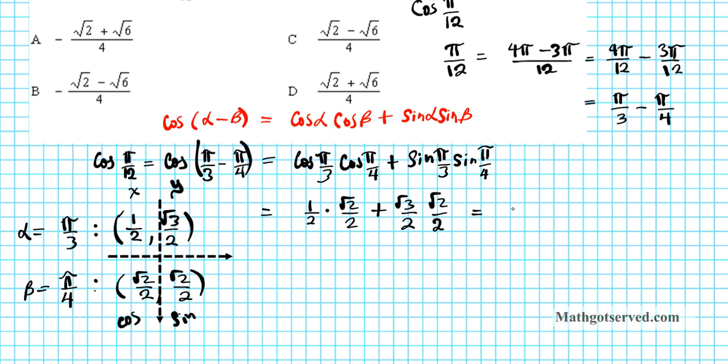If you multiply this together, you have √2 over 4 plus √6. You multiply the radicands here, 3 times 2, and then 2 times 2 in the bottom, 4. And as a combined fractional expression, we have √2 plus √6 over 4. And that's your final answer, option letter D.